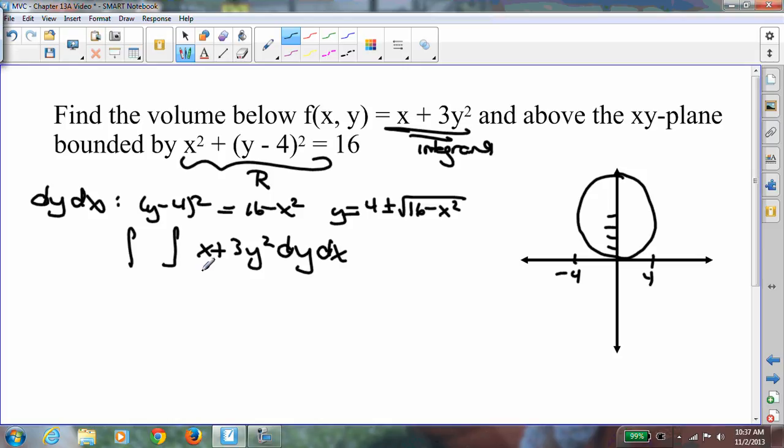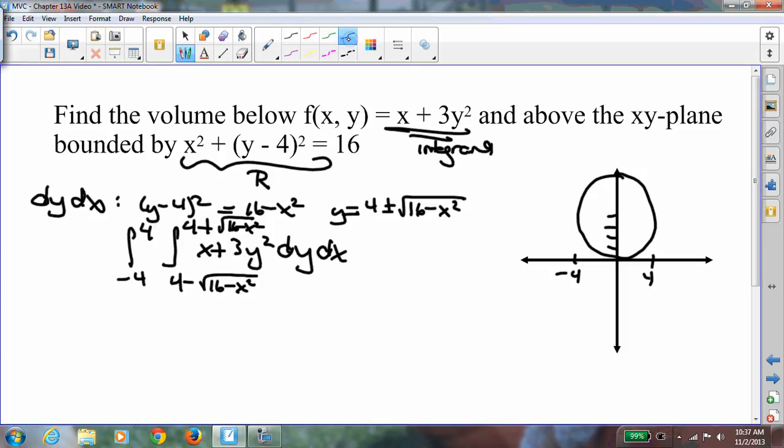Y is going to go from bottom to top, so my bottom function is going to be 4 minus the square root of 16 minus x squared. My top is 4 plus the square root of 16 minus x squared. And then dx are my numbers from left to right. So my left number is negative 4, and my right value is positive 4. So that would be dy dx.